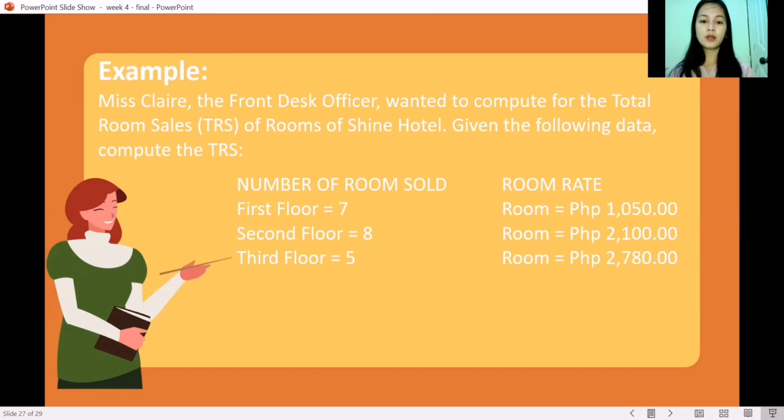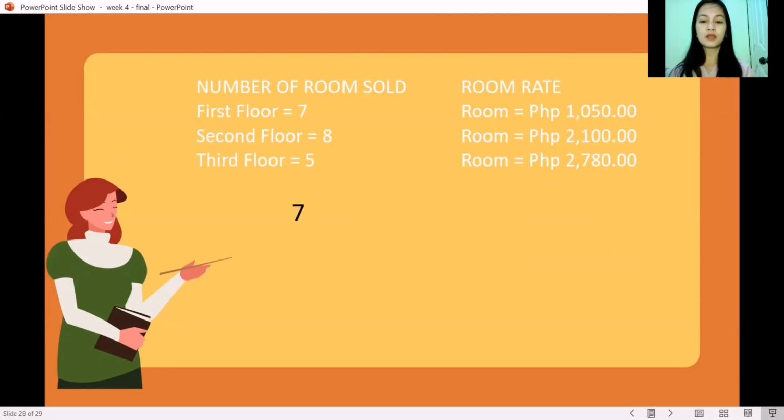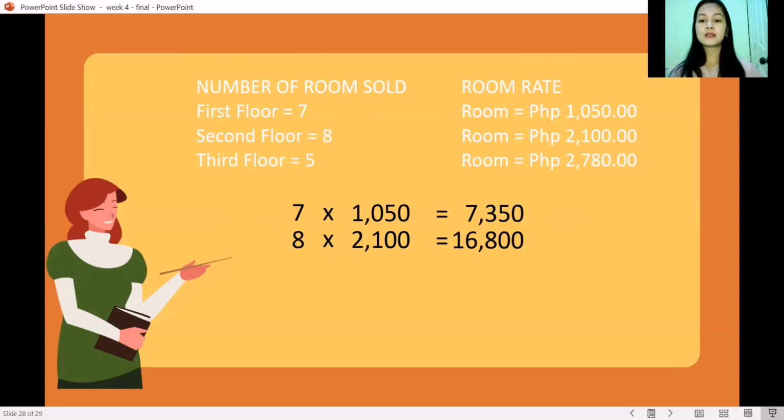So in first floor, they sold 7 rooms. So that is 7 multiplied by the rate of 1,050, and that is 7,350. Now in second floor, they sold 8 rooms. So that is 8 multiplied by its rate, which is 2,100 pesos. That is equal to 16,800. And for the third floor, they sold 5 rooms with a rate of 2,780 pesos, and that is equal to 22,240.